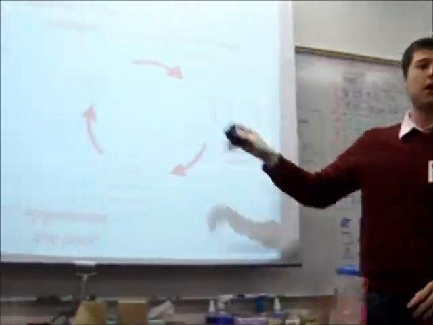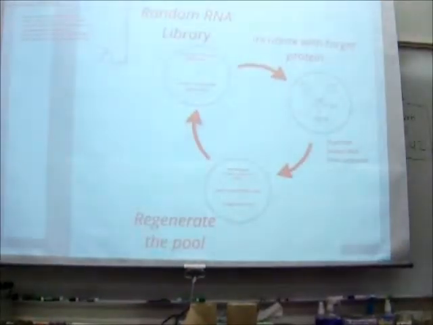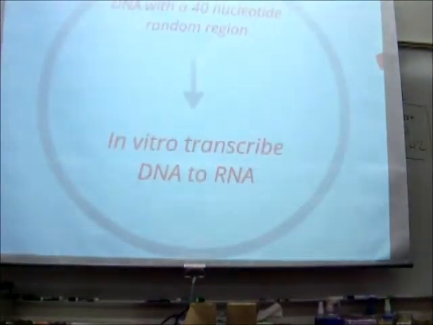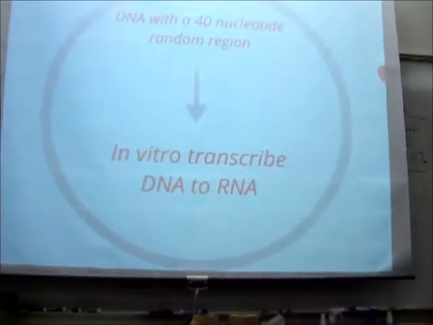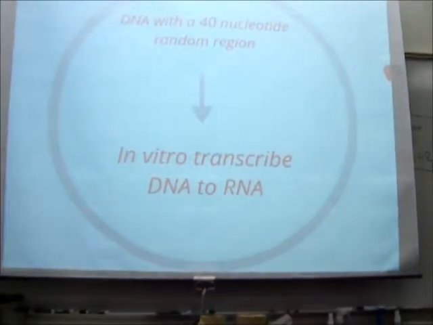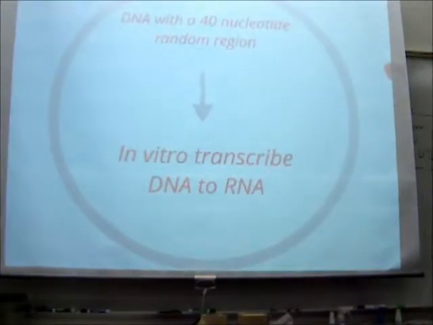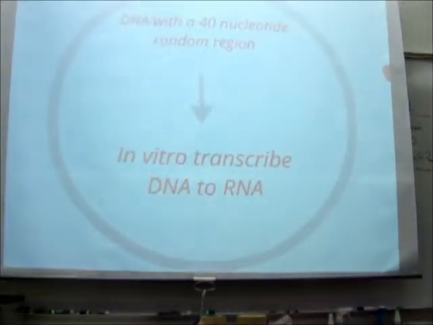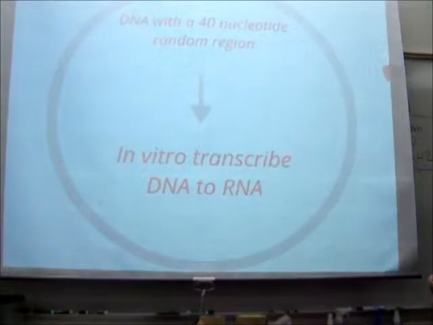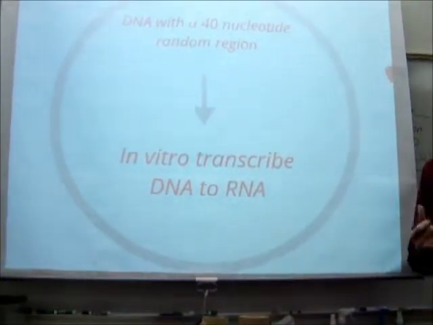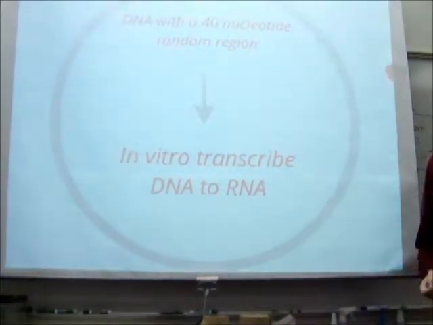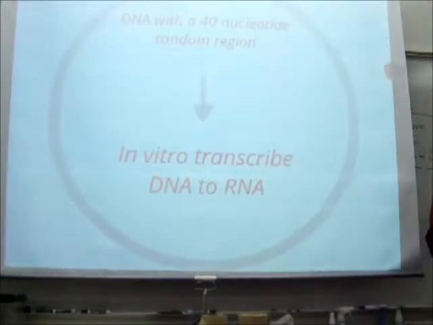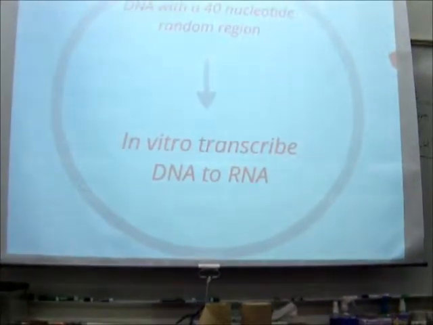So I start with my random RNA library, so 10 to the 13th molecules. And the way we get 10 to the 13th molecules is we start with a synthetic DNA that has a 40 nucleotide long random region. I'm sure someone knows that 4 to the 40th is a lot larger number than 10 to the 13th. 4 to the 40th is such a large number that it'd be too many sequences. I think you'd need like 2 liters of DNA in order to cover that number of sequences. So instead we use something less. We use 10 to the 13th.